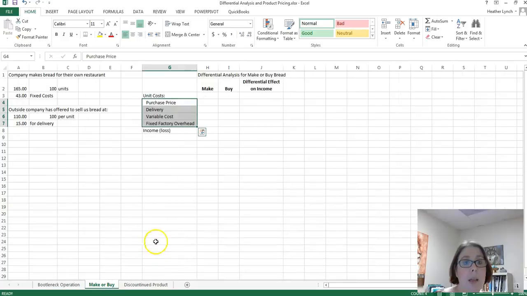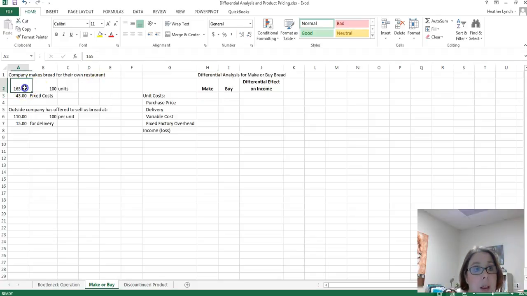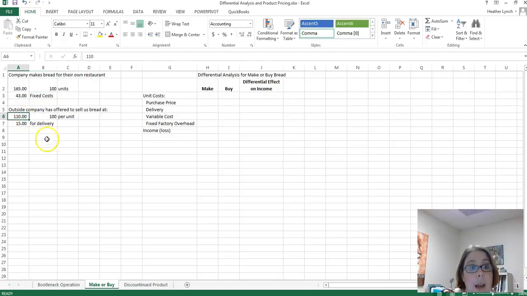Now let's look at a make or buy situation. So this company makes bread for their restaurant. Okay, it costs them $165 per 100 units of bread. Their fixed costs are $43, and an outside company has offered to sell them the bread at $110 per 400 units, and $15 per delivery.